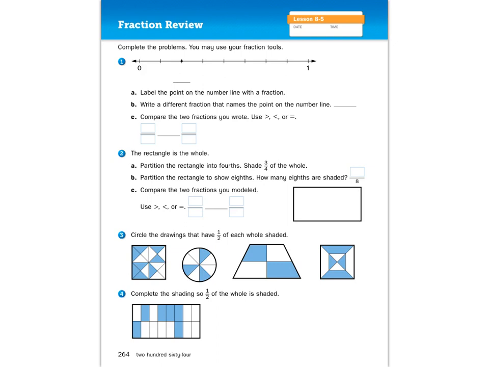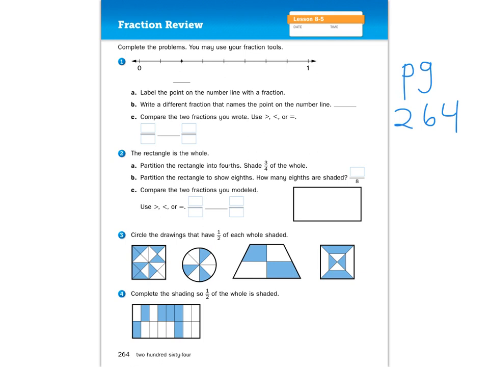All right, today we're going to spend most of our time working on some fraction review. This is in your math journal. This is page 264. So go ahead and push pause while you get that ready, and then we'll go through this page together. All right, let's walk through this together. Number 1, complete the problems. You may use your fraction tools.